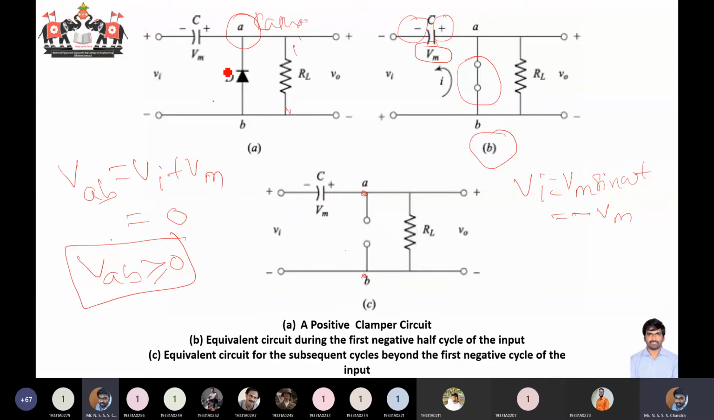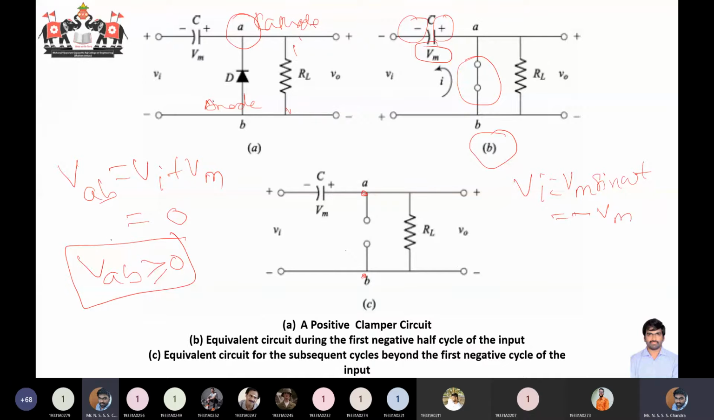Okay, so A is the cathode. Always the cathode is at a higher potential than the anode. So in this condition, your diode will become open. It will be in a reverse bias condition. Okay, so for the remaining cycles of the input supply, your diode will remain in the open condition only.